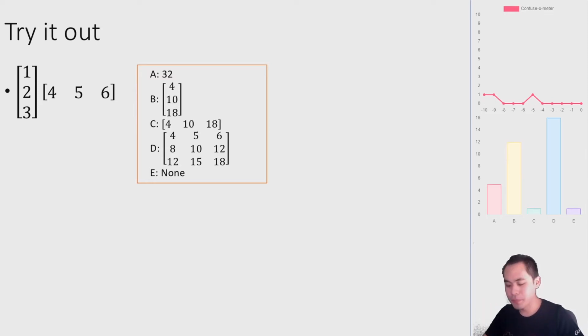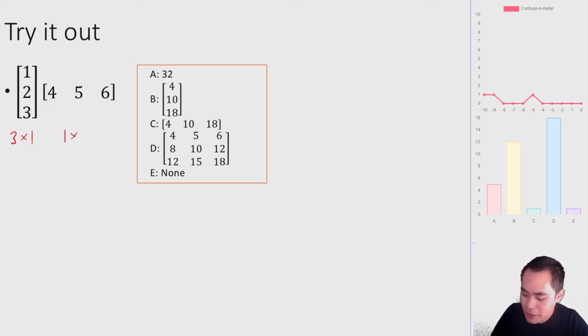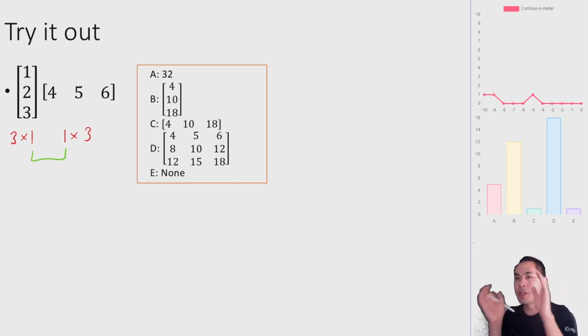Well, let's think this through. The first thing you want to do is look at the dimensions of these matrices, to see if you can multiply them together. The dimension of this first matrix here is 3 rows by 1 column. And the dimension of this second matrix here is 1 row by 3 columns. So when you put this together, you can multiply them since the ones match up, but you end up with a matrix that is a 3 by 3 matrix.